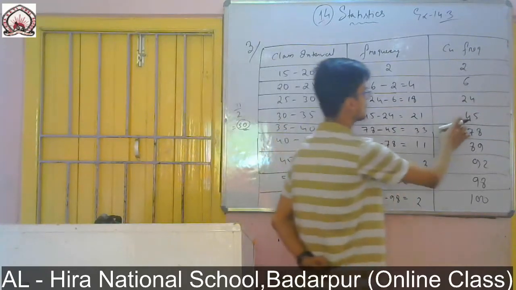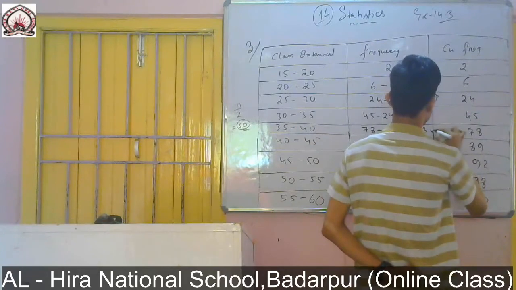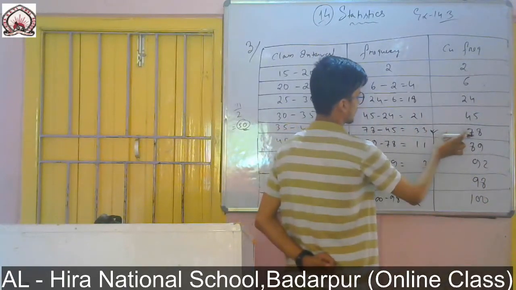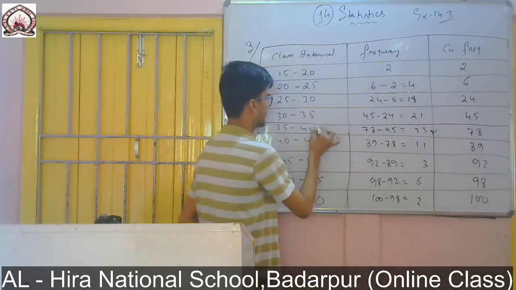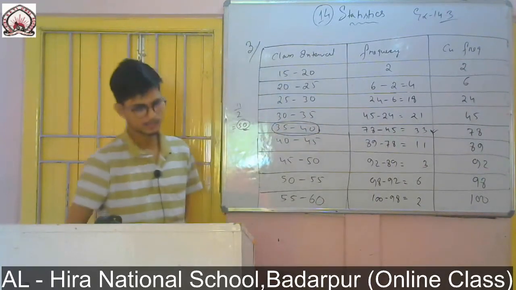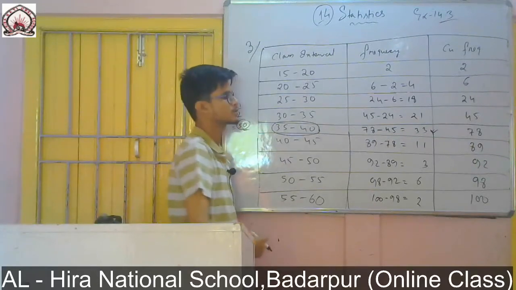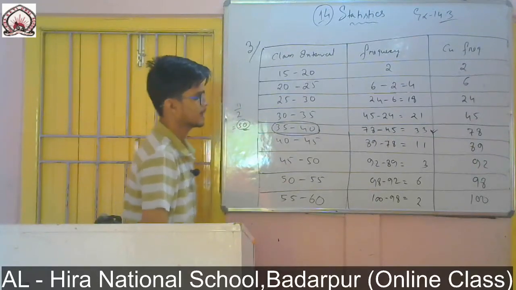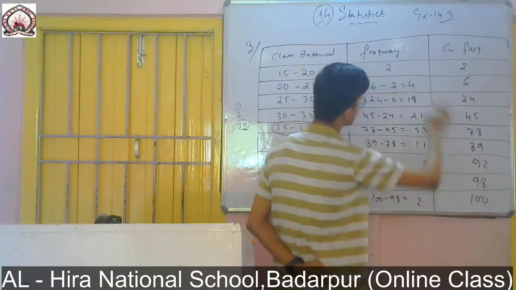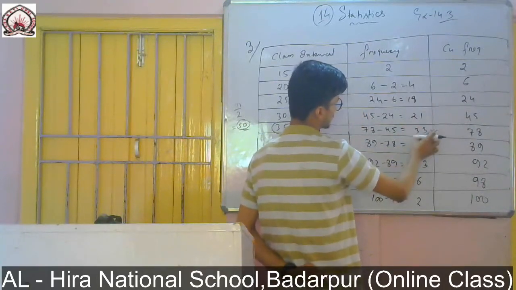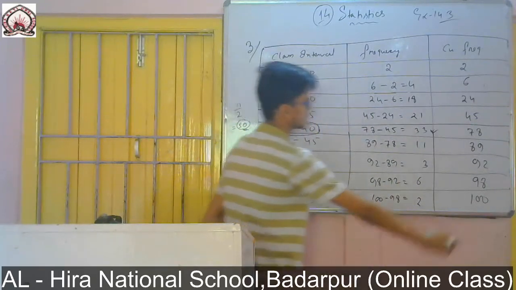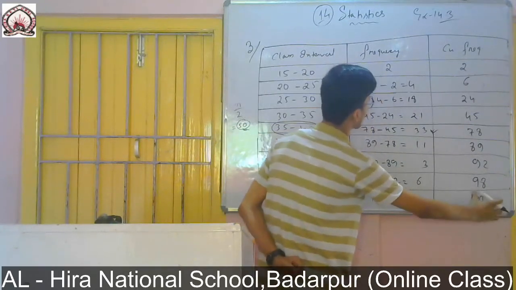So 45 is less than 50. This one is greater than 50. So for this column, this will be our median class, 35 to 40. How have I got this? Again I am saying this last one is the cumulative frequency, that is the total frequency. If you add 2, 4, 18, 21, 33 up to 2, then also you will get 100, and the value you get in the last is our total.